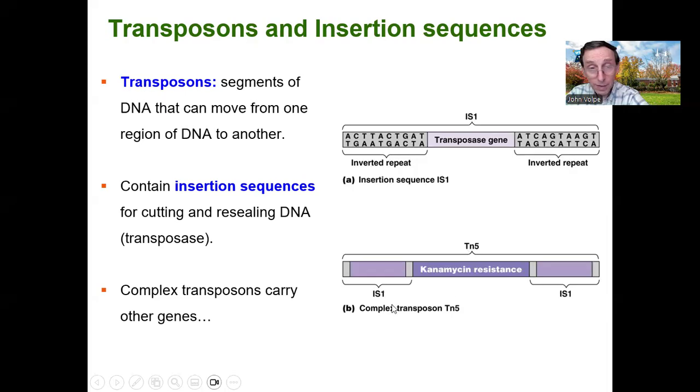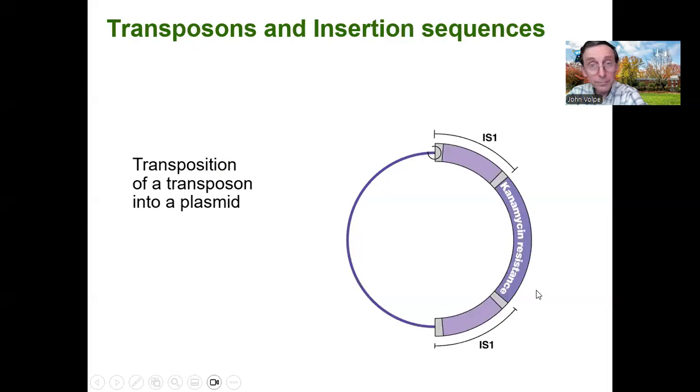And usually the complex transposons have the extra DNA in the middle, and then they have a functional transposon on each end, meaning there's the transposase gene, there's the transposase gene, and there's the inverted repeat and the inverted repeat, and then the inverted repeat and the inverted repeat. Any question about any of that?